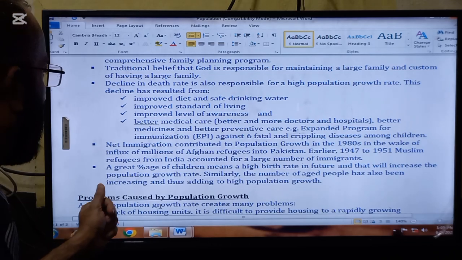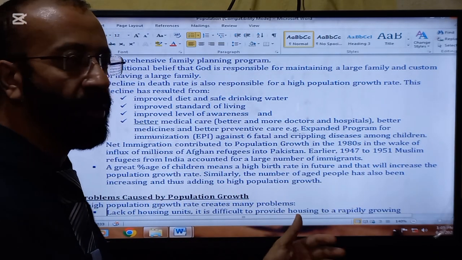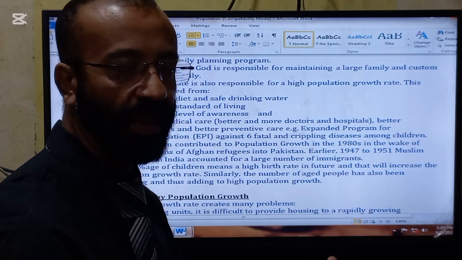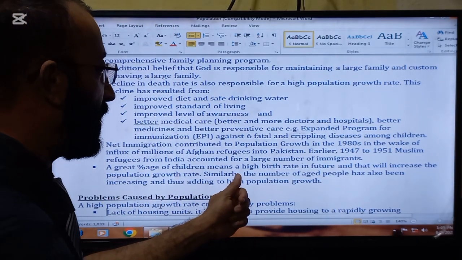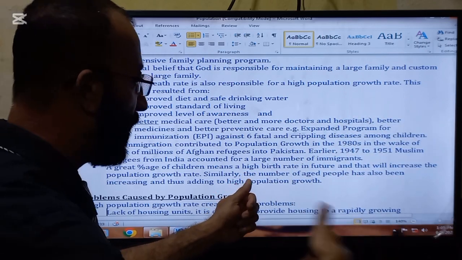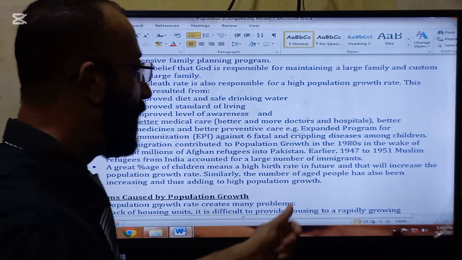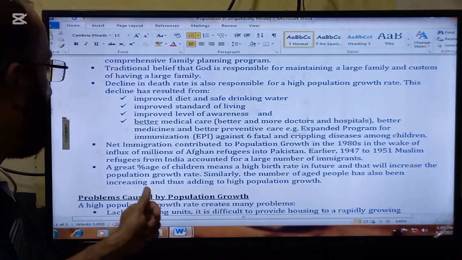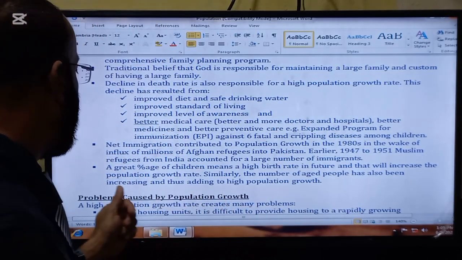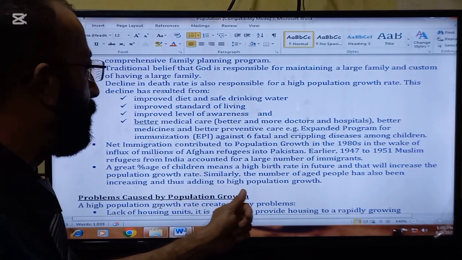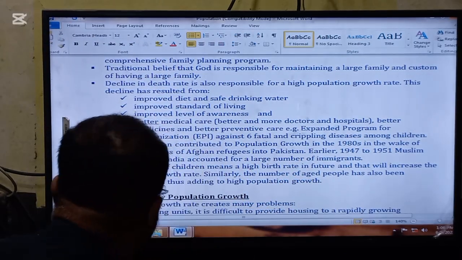Another reason is a great percentage of children, which means a high birth rate in the future. If the percentage of children is high, definitely in future they will marry, and this chain reaction will go on, and that will increase the population growth rate. Similarly, the number of aged people has also been increasing, thus adding to the high population growth rate. So these are some reasons for the population growth rate.